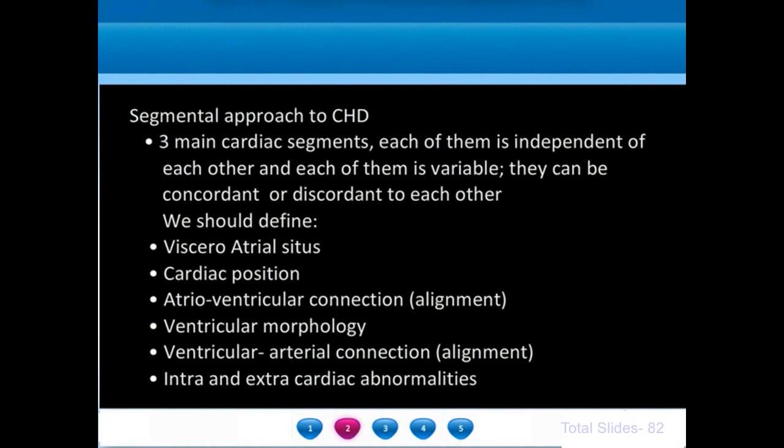We should start with defining the visceroatrial situs and the cardiac position. Then look at the atrioventricular connections. This will be followed by assessment of ventricular morphology. Then we will look at the ventriculo-arterial connection. And then finally look into the intracardiac and extracardiac abnormalities.